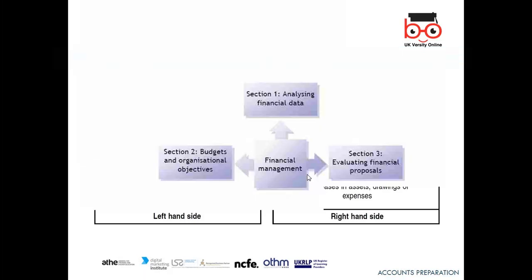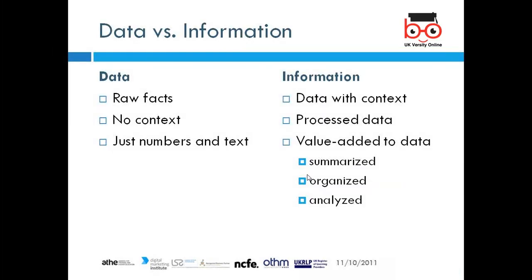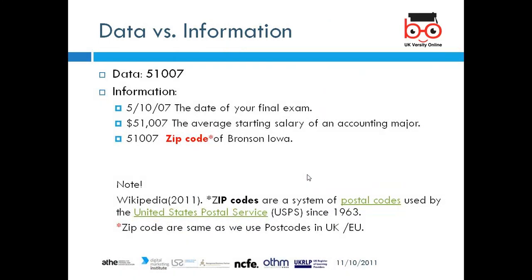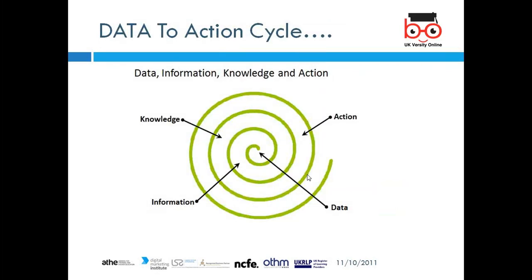Financial data is raw facts and figures. Data with context, once processed, becomes information. Like your exam on a certain date is information, not data. When we process information, it becomes our knowledge. If you have good information, it becomes your knowledge. And if you have knowledge, then you can take action and make a decision about what you will do or what you won't.